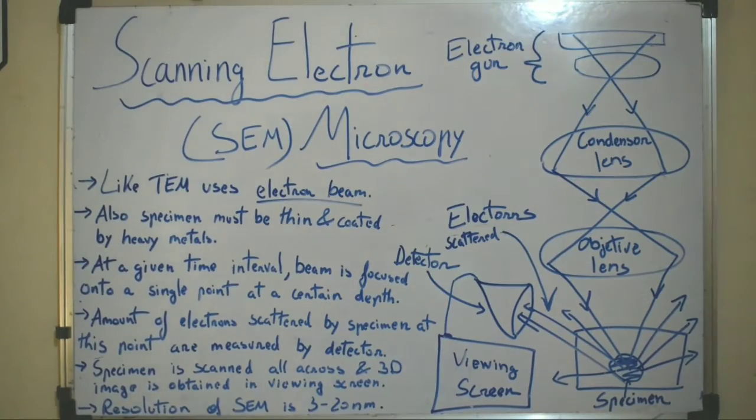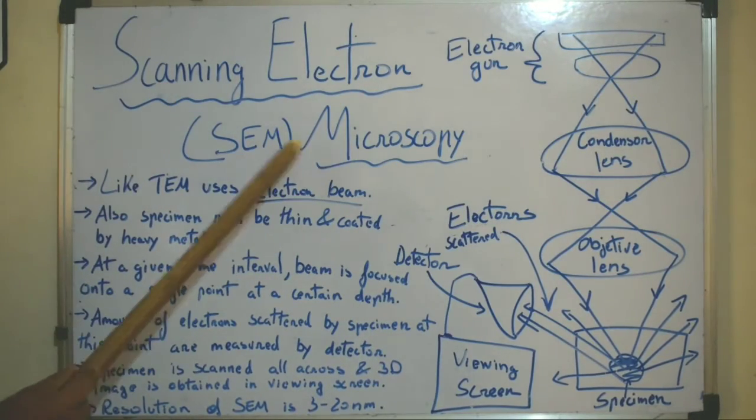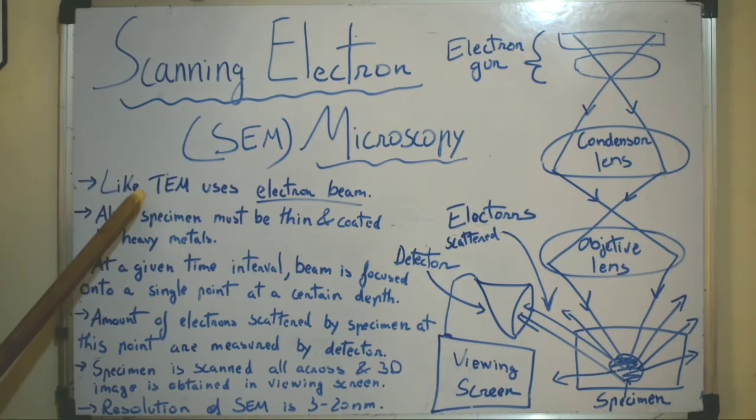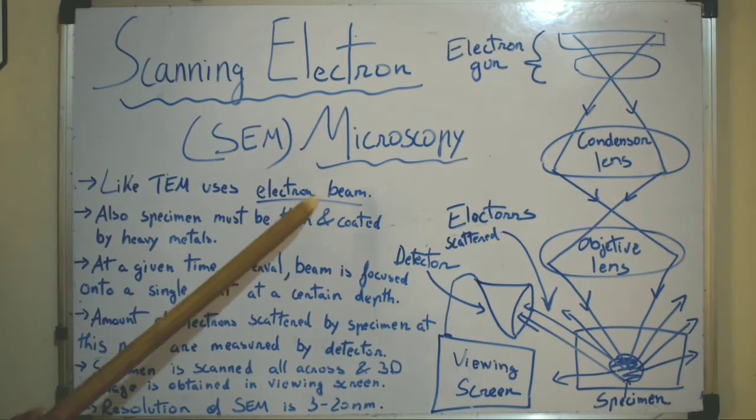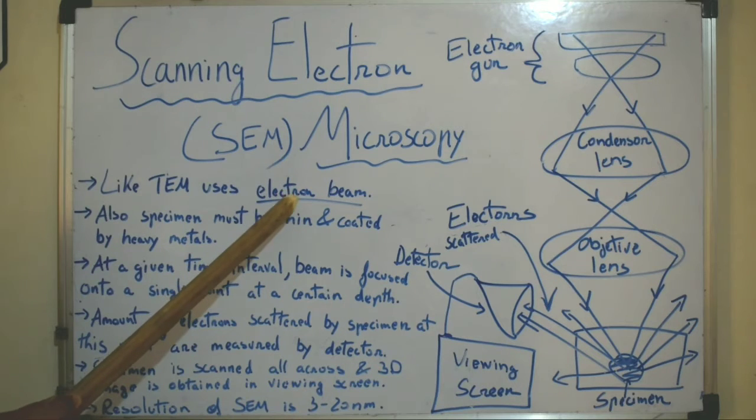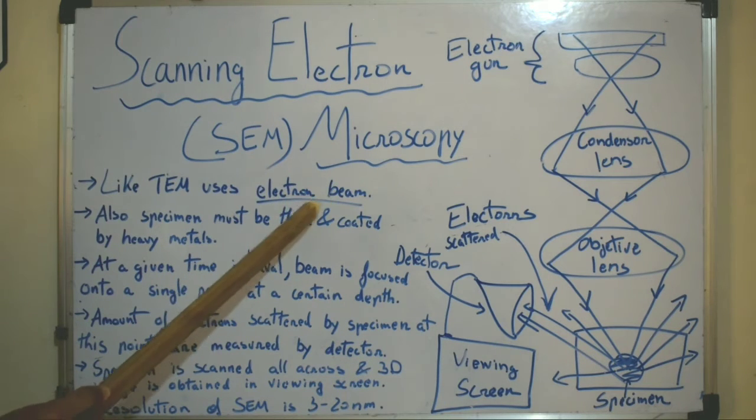Hello everyone, so today we are going to talk about Scanning Electron Microscopy or SEM. Now, SEM is similar to TEM or Transmission Electron Microscopy because both of them use an electron beam. The reason they use an electron beam is that the wavelength of electrons is less compared to the wavelength of light, so a better magnification can be obtained.